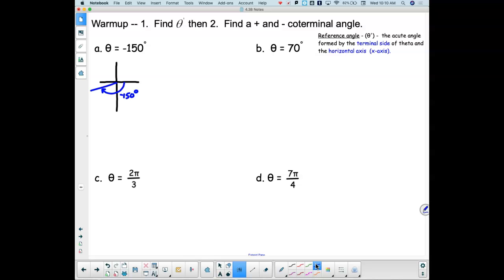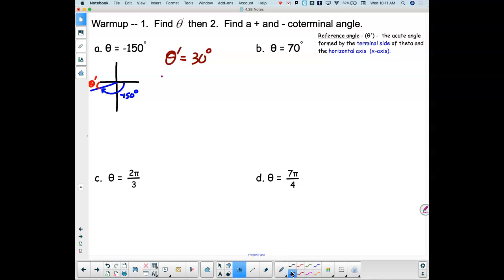Agree with negative 150 degrees being there. Okay, that gives me a reference angle of 30 degrees, because it always comes off the horizontal. Reference angles always come off the horizontal. Okay. All right. Coterminal angles.